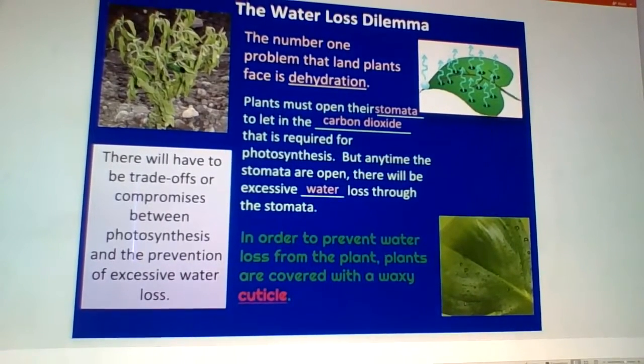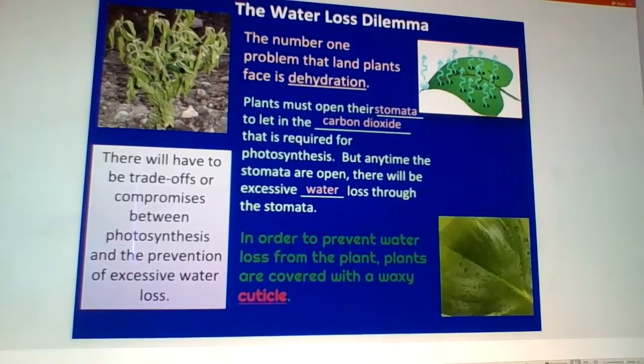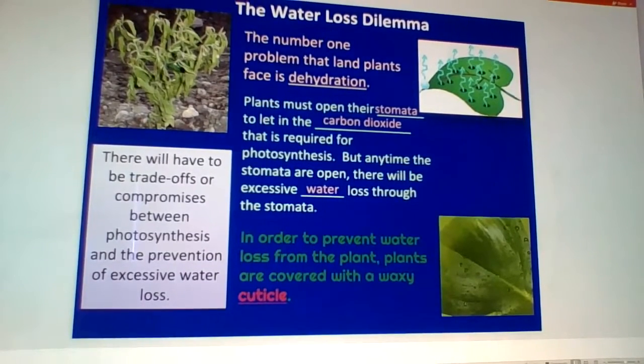Now we're going to move on to the water dilemma. Plants do have a problem with this process. The major problem that happens is that they face dehydration. Plants must open their stomata to let in the carbon dioxide that is required for photosynthesis. But anytime the stomata are open, there will be excess water loss through the stomata. In order to prevent water loss from the plant, plants are covered with a waxy cuticle. There will have to be trade-offs or compromises between photosynthesis and the prevention of excess water loss.